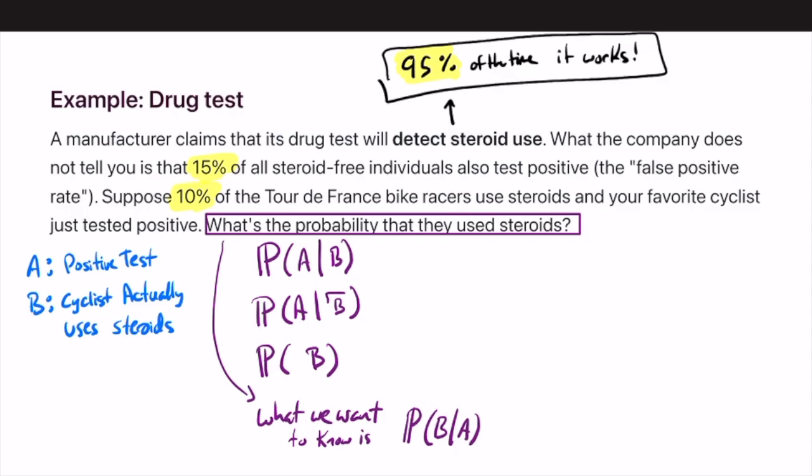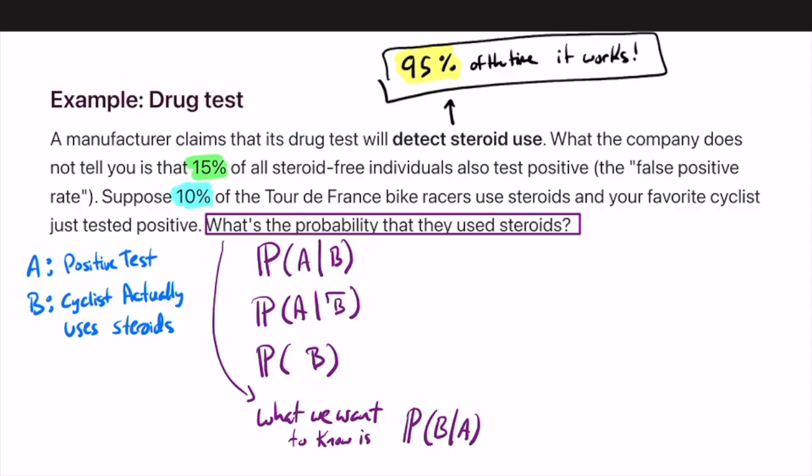Okay, so what do these actually mean? So the probability of A given B is going to be equal to 95% of the time. And actually, before we do that, let's color code all this stuff, because that'll make things at least a little bit easier, or hopefully a little bit easier to follow.